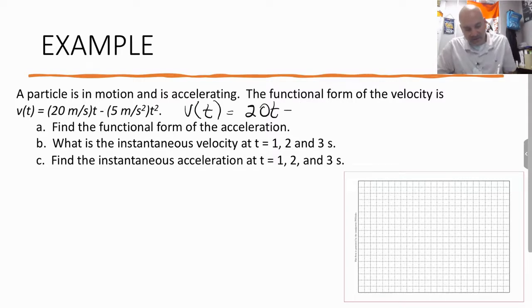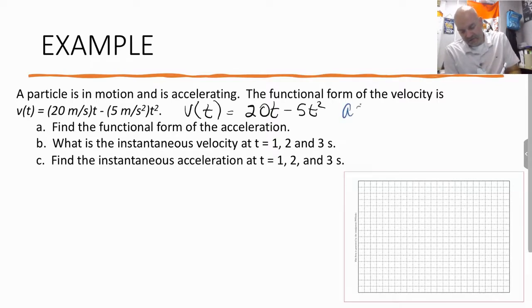5t squared. All right. So part A is, what is the functional form of acceleration? Part B, what is the instantaneous velocity at 3 times, so 1, 2, and 3 seconds? And then we're going to find the acceleration at those same 3 seconds. All right, so let's start with part A.